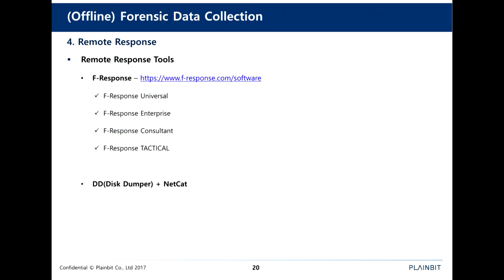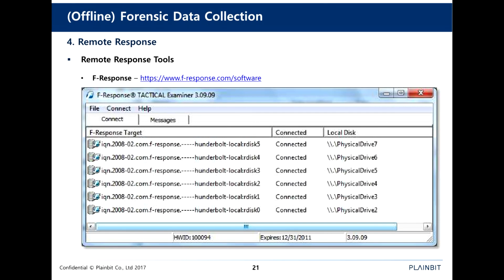A famous tool is F-Response, which works only on Windows systems. For Linux-based systems, it is common to collect using the default commands dd and netcat. This is the mounted representation of the remote system storage medium to the host system using F-Response. It has the advantage of being able to respond quickly without physically moving.